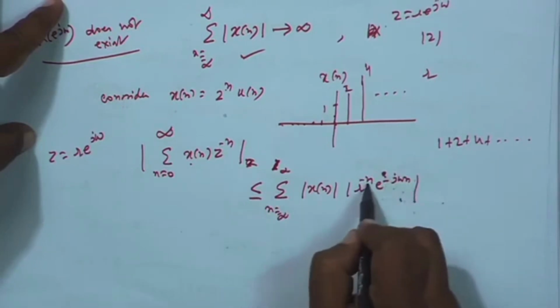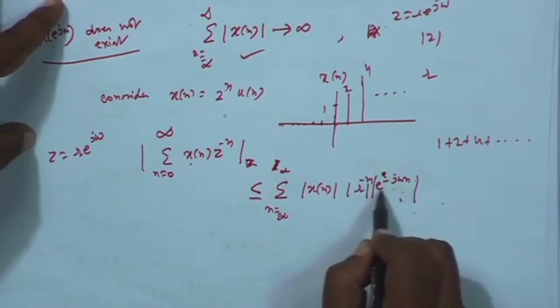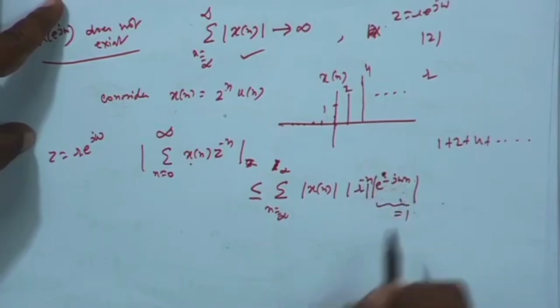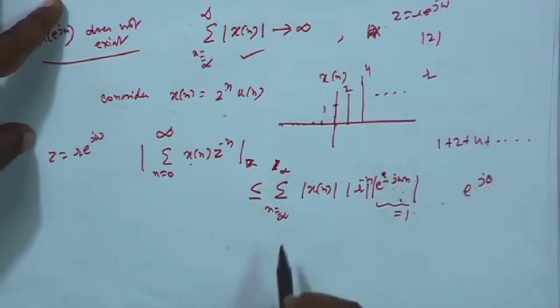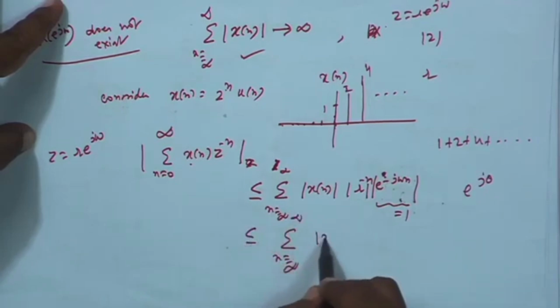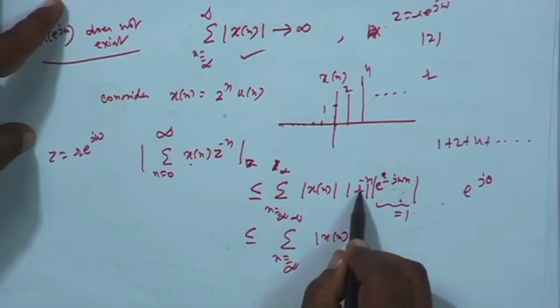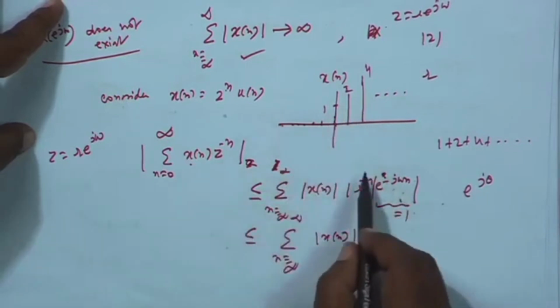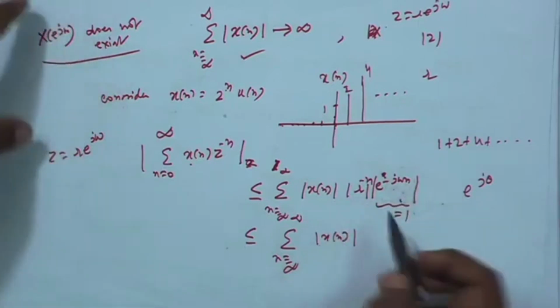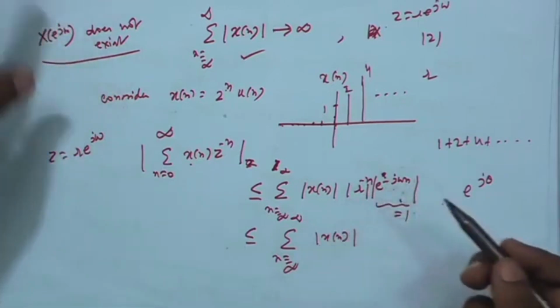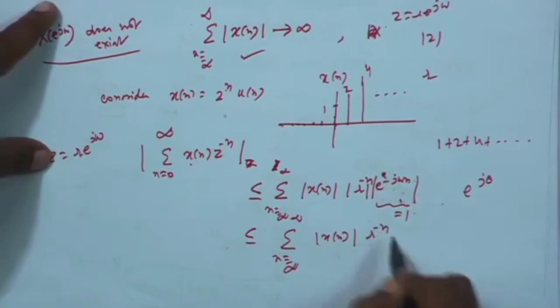Again mod of a product is product of mods, but mod of e to the power minus j omega n is equal to 1. Any e to the power j theta has magnitude 1. So, you are left with r to the power minus n. r is a positive number, r is the magnitude. So, r to the power minus n is still a positive number. So, there is no point in taking mod, because mod of a positive number is the number itself.